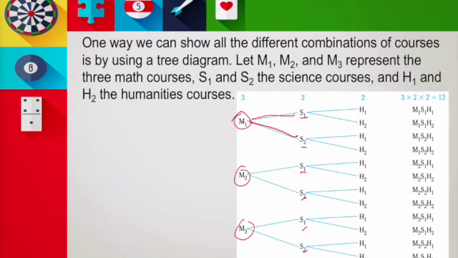M1S1, M1S2, M2S1, M2S2, M3S1, M3S2. And then for each of those 6 options, she can choose Humanities 1 or Humanities 2. And so this tree diagram shows us all of her possible course options. And you go down each path to get the different options. And so you can list out all of them here, and you get the total is the number of options for math times the number of options for science times the number of options for humanities. So she has 12 different options.